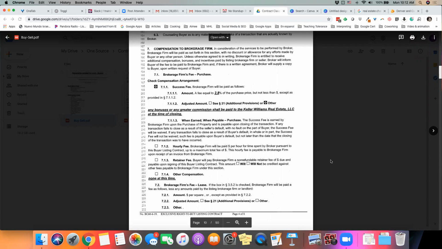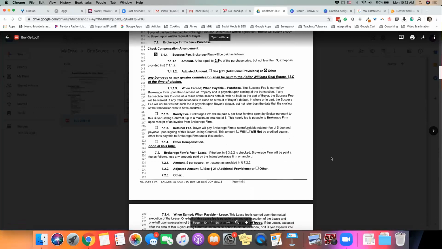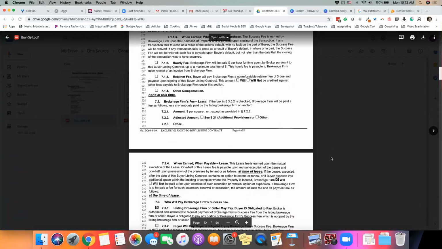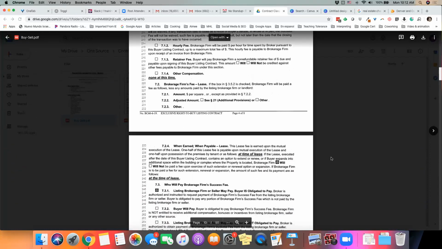Then you go down to paragraph 7.1.4. I don't have any other compensations at this time. You can put that statement down there if you want, but it is something you should always put in, to be sure that if you have a builder who's paying 5% on something that's going to close at the end of the year, you've got yourself covered for that.